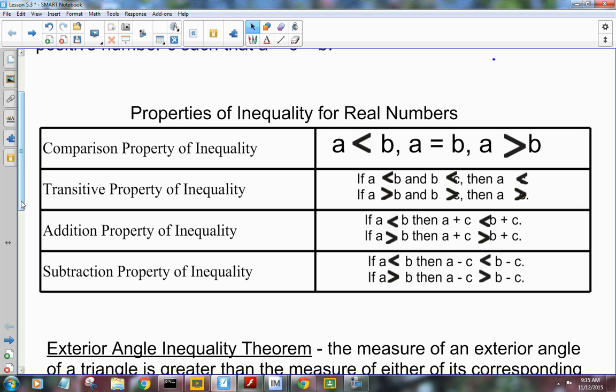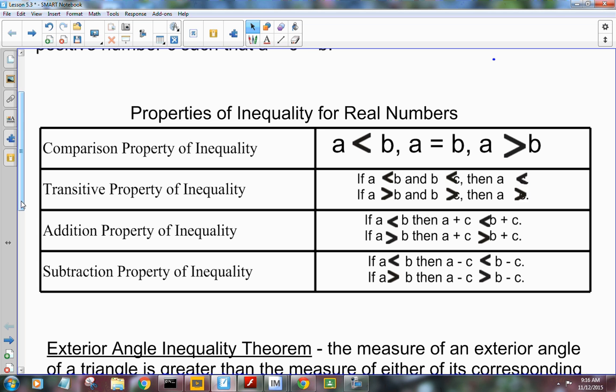The transitive property works for inequalities. If A is less than B and B is less than C, then A is less than C. And if you think about it, let's say 2 is less than 5 and 5 is less than 8, then 2 is less than 8. That makes sense, right? So that's the transitive property for inequalities.